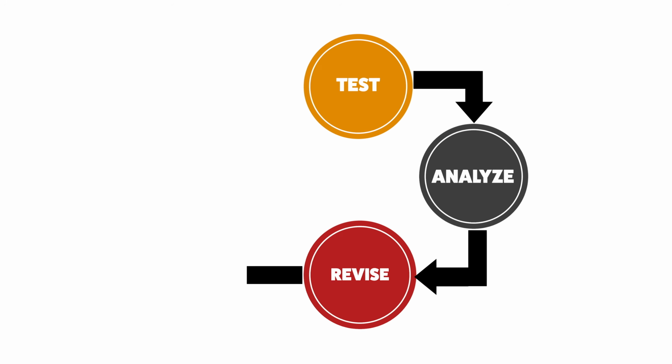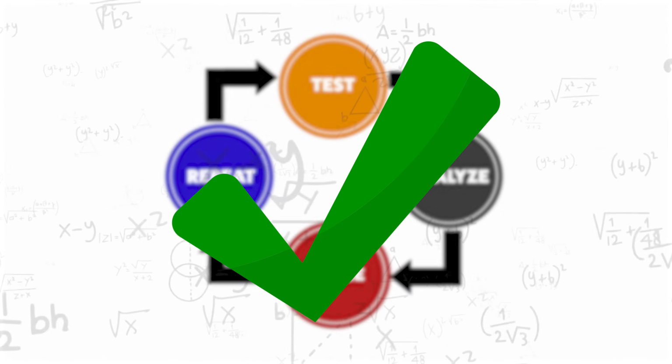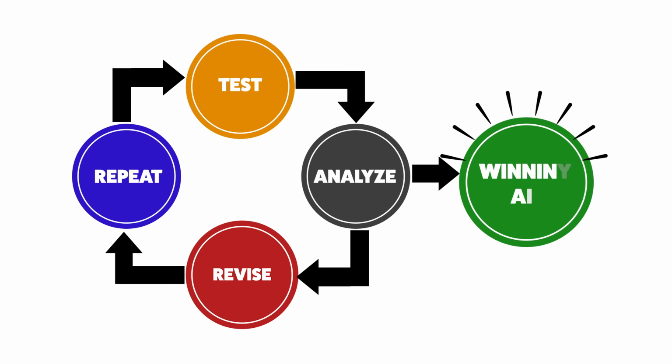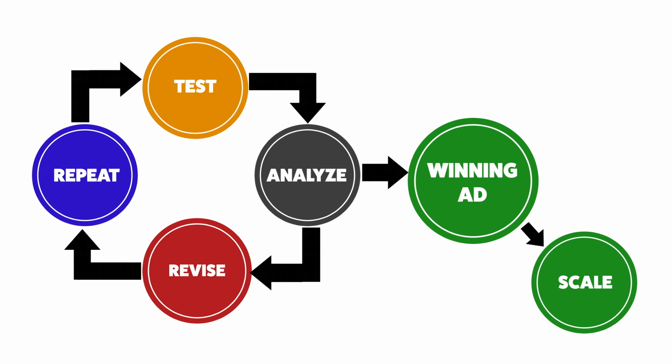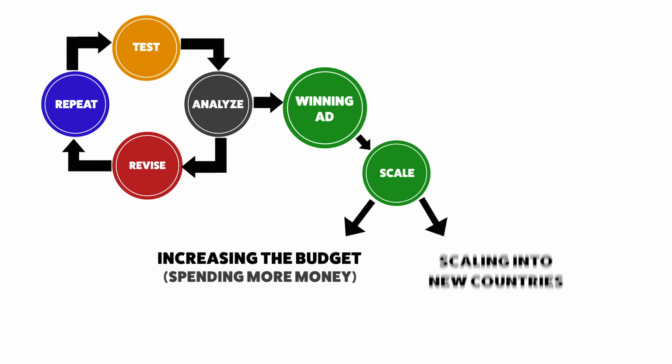Following a revision or a change, the next step is to repeat the cycle all over again, testing the now newly revised ad to get a new analysis and, if needed, new revisions. After multiple revisions, if all metrics finally look good, we have found our first winning ad. Upon finding a winning ad, we now take 2 routes. The first is the most obvious, and that is to scale.